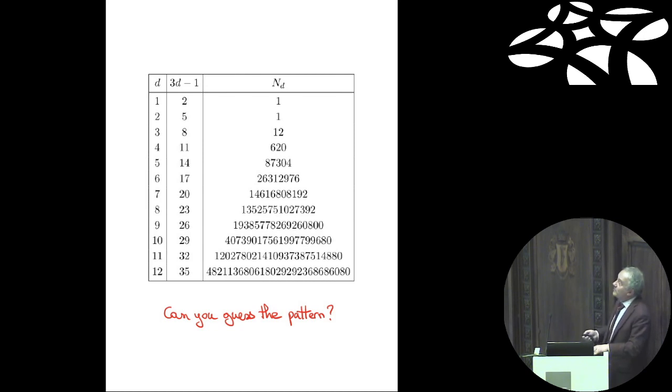But there are more numbers. So here you have the degrees of the rational curve, so the line, the conic, the rational cubic, and so on. Here you have the number of points in general position. So it's always 3d minus 1. In fact, it starts with 2, then 5, 8. And then you have the numbers of rational curves of degree d passing through these points. So these are the numbers we described.